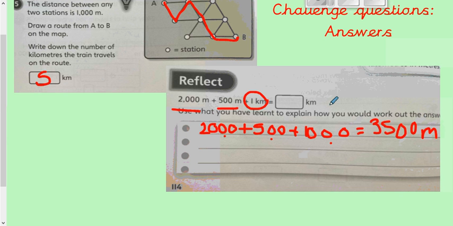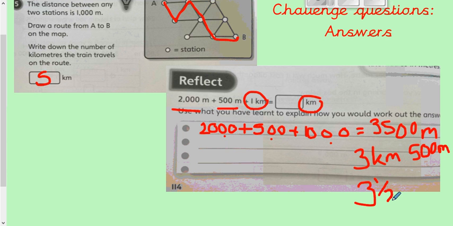Got to put the M there. However, it wants the answers in kilometers. So what you can do then is convert it to kilometers. So it would be 3 kilometers and 500 meters, or if you're feeling really brainy, 3.5 kilometers. Equally, you could have converted these into kilometers, so that would have been 2, that would have been a half, and then you could have added it to 1, and then you would have got your answer. So the answer should be 3.5 kilometers or 3 kilometers 500 meters. Either one I will accept.